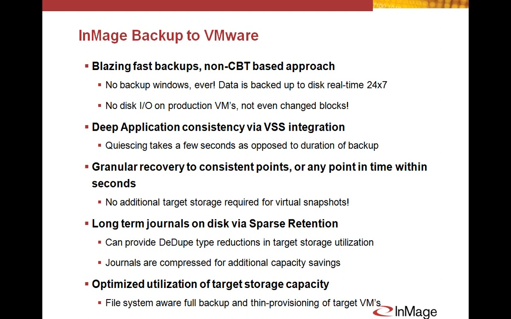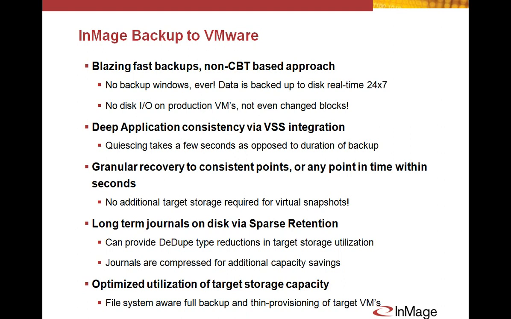Basically, as I mentioned before, we maintain a journal of all changes that we are backing up or replicating for, say, the last 7 days or 30 days or the last 6 months. And there's a feature called sparse retention that basically maintains less and less frequent recovery points as time progresses. So this provides significant savings in target storage utilization that can achieve dedupe type efficiencies. The actual journals are compressed for additional capacity savings.